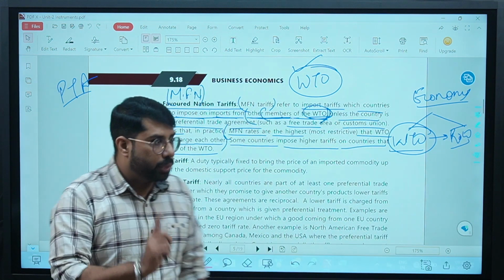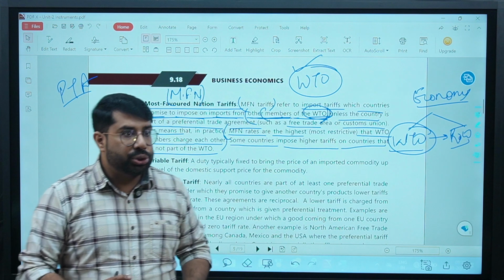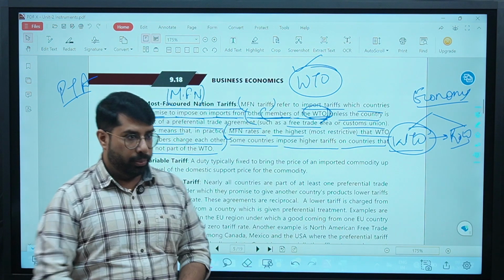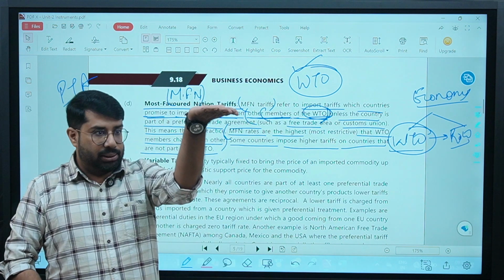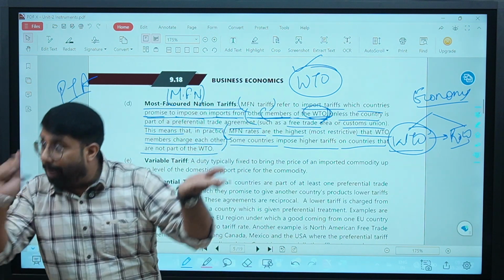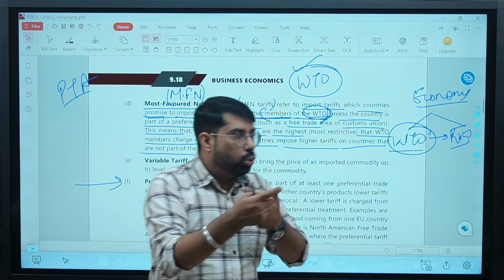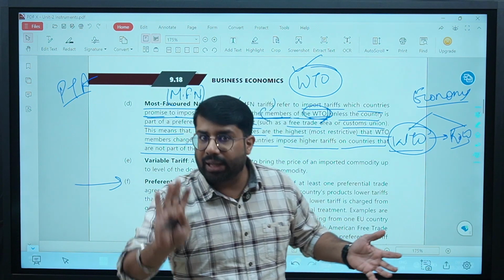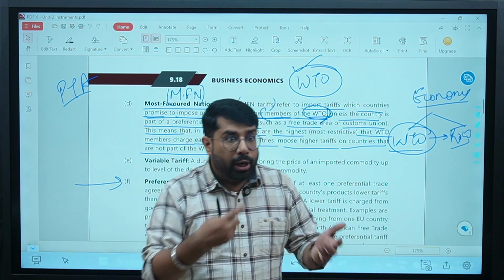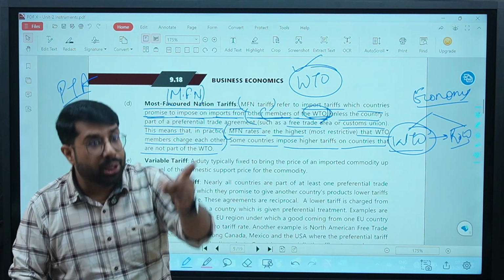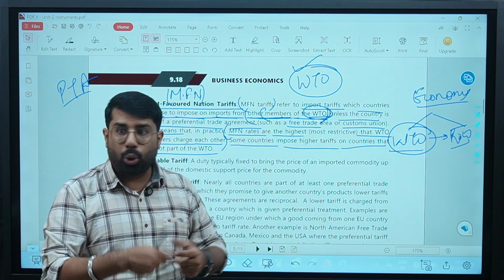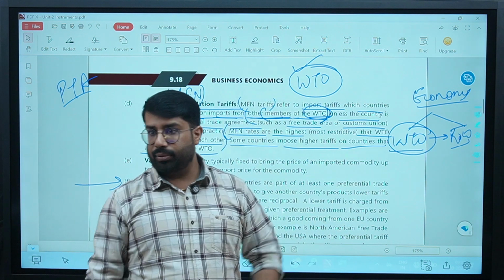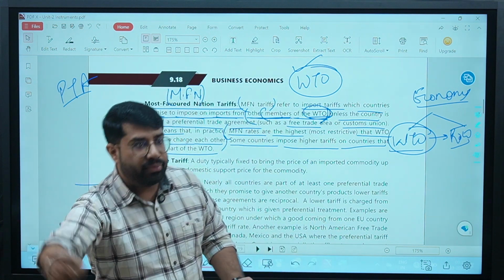MFN tariff, most favored nation tariff, is the tariff which is charged by one country from the other members of the WTO. And they will be highest. But if two or more countries are in a preferential trade agreement, then between those countries, the tariff rate will be lower as compared to MFN tariff. I will give you one practical example also right now.